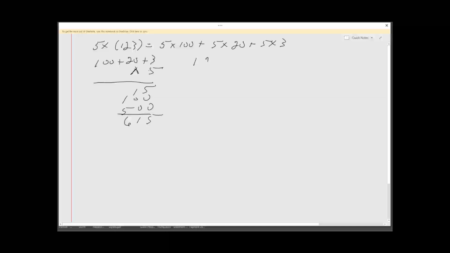Which is what you've been doing all along. When you multiply 123 times 5, you say 5 times 3 is 15. Like addition, there's our carry. Our carry comes from here. 5 times 2 is 10, plus 1 is 11. Put the 1, carry the 1. Here again is our carry. 5 times 1 is 5 plus 1, 6. So that's what you've been doing all along.